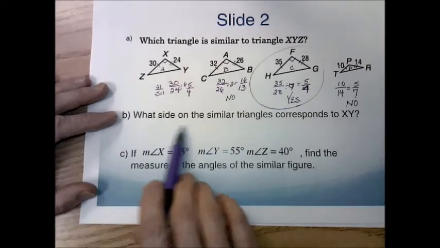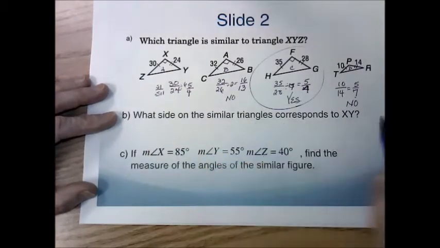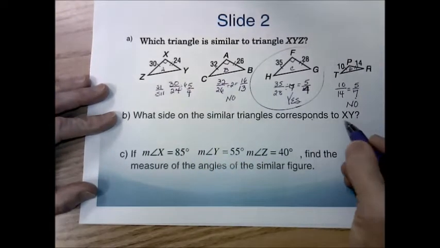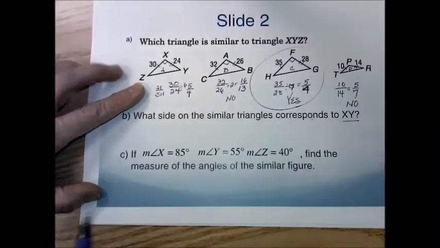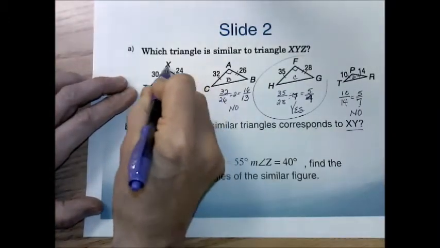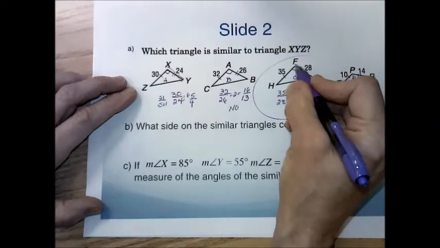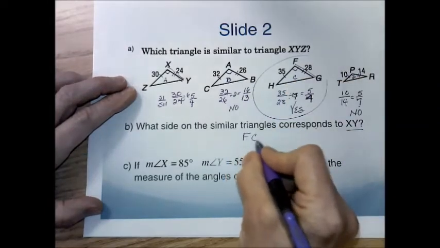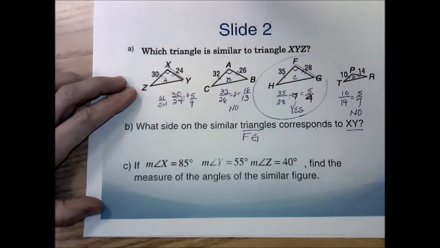All right, letter B. What sides on the similar triangles correspond to XY? So let's go back up here. So XY was side 2. So on the similar triangle, side FG corresponded there.